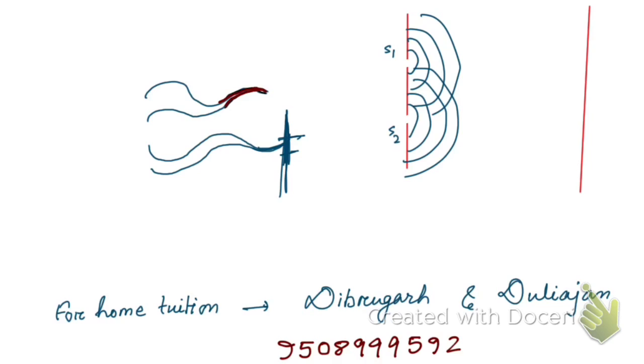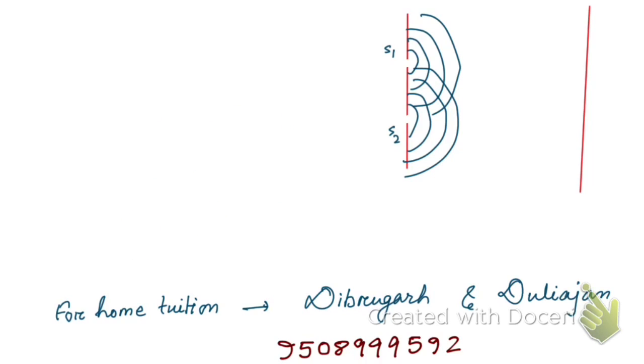Suppose when two waves superpose at a particular point, the crest of one wave comes over the trough of another wave. Then here we're going to get destructive interference. That means we're going to get a dark fringe. So hope you have understood this.